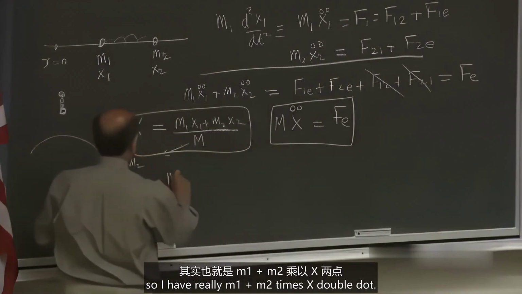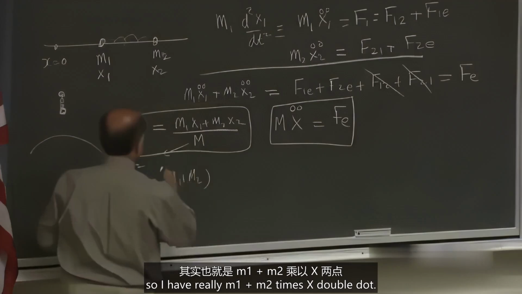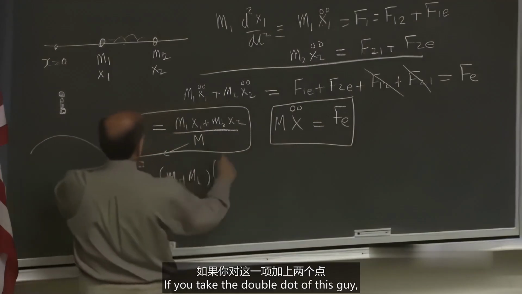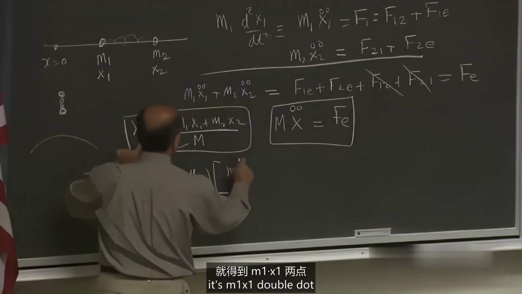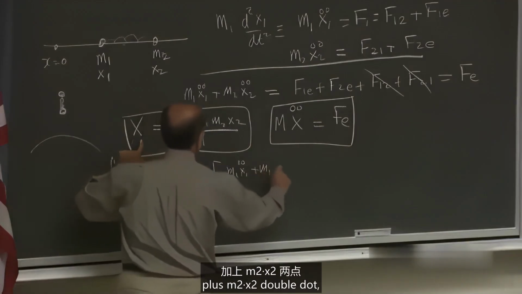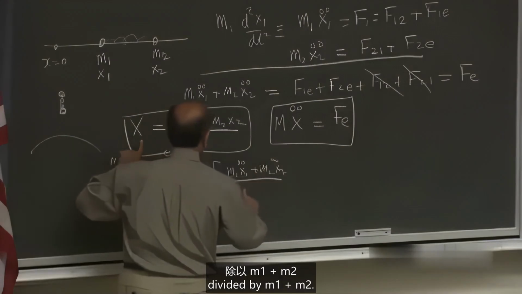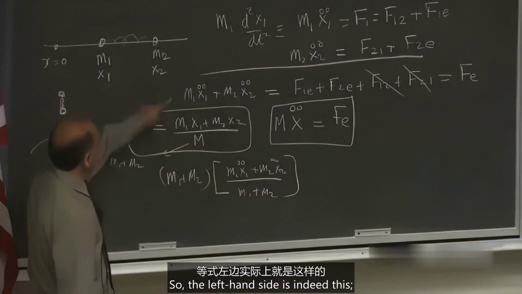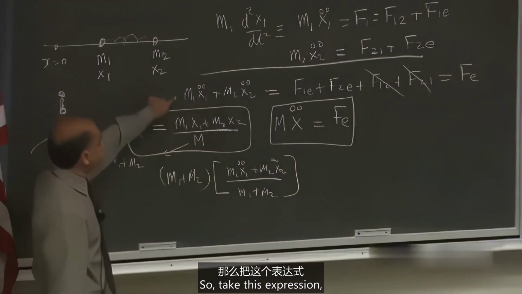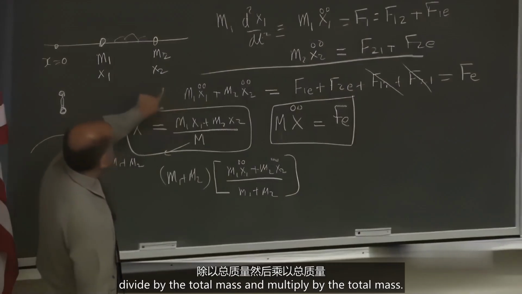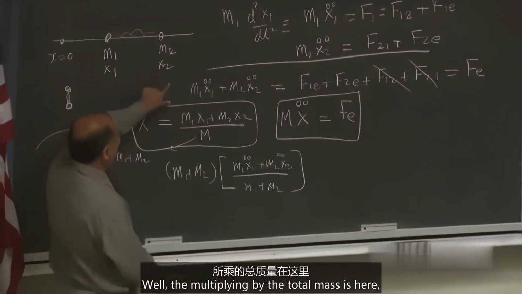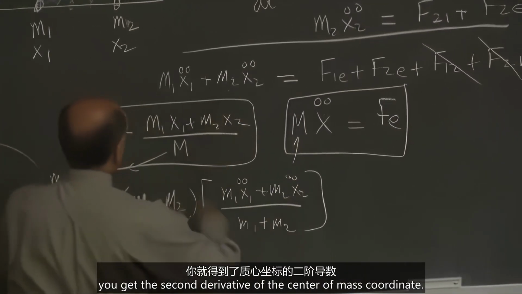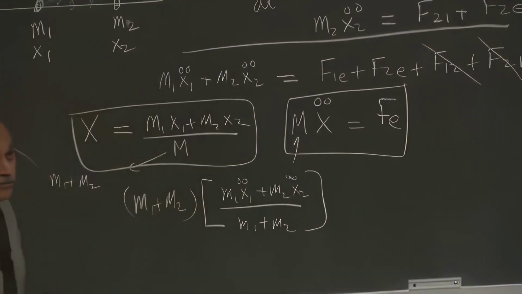So I have really m1 plus m2 times x double dot. If you take the double dot of this guy, it's m1 x1 double dot plus m2 x2 double dot divided by m1 plus m2. So the left-hand side is indeed this. That's all I want you to check. So take this expression, divide by the total mass and multiply by the total mass. Well, the multiplying by the total mass is here, and when you divide by the total mass, you get the second derivative of the center of mass coordinate.